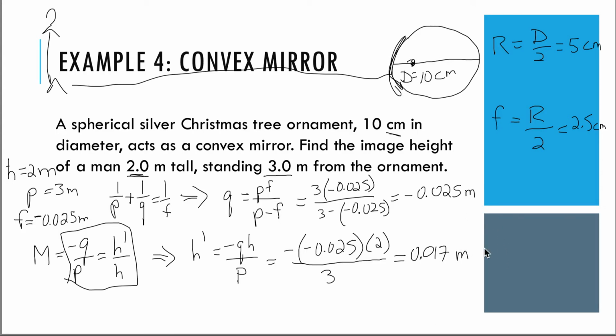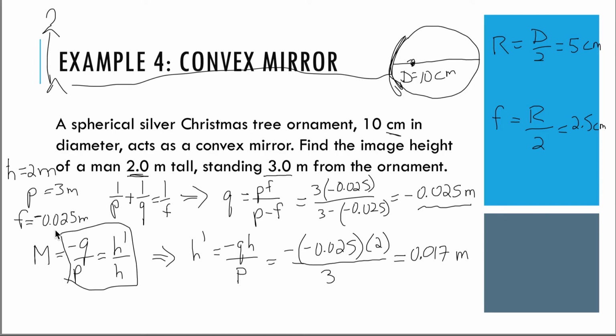Let's look at our results real quick to make sure that they make sense. First of all, we know that the image height is going to have to be small, so this makes sense, right? It's smaller than the size of this mirror here. And the other thing that was a little strange is, how come the image distance here is the exact same value as the focal length? Is that a coincidence? What do you think?